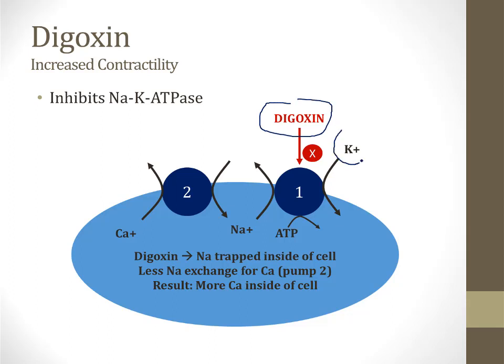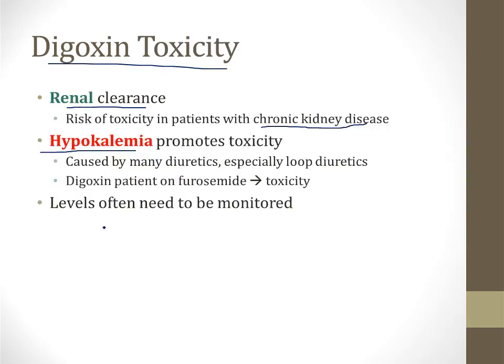Digoxin and potassium compete for binding in pump number 1. Therefore, when the level of potassium becomes low, digoxin is able to exert a greater effect, and therefore dig toxicity is more likely. This can be a major problem because hypokalemia is caused by many diuretics, especially loop diuretics. Recall that one of the major side effects of the loop diuretics is hypokalemia, and many patients taking digoxin also require loop diuretics. So for example, a patient on digoxin who has an increased or new dose of furosemide administered can develop toxicity because the furosemide led to hypokalemia.